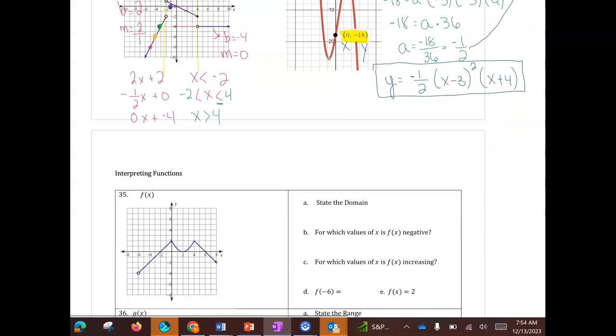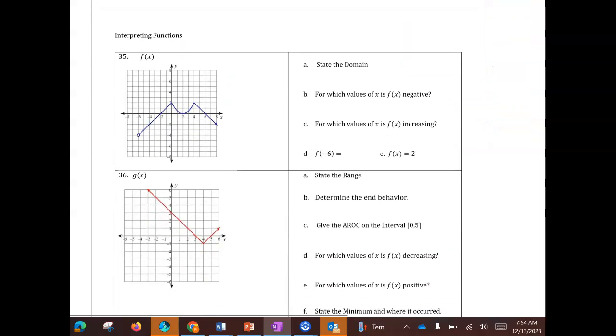All right, let's go into interpreting functions. So the most important thing we're going to do first is write down our important points. So -6, -4, and infinity, -infinity. So where it starts and stops, where it hits the x-axis, and anytime it turns, like a max and or min.